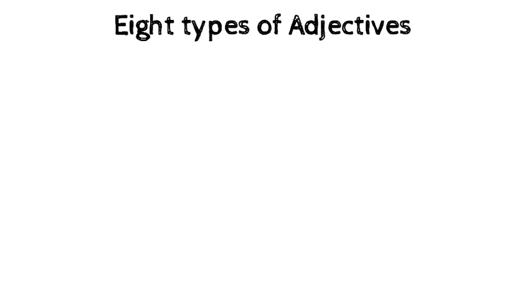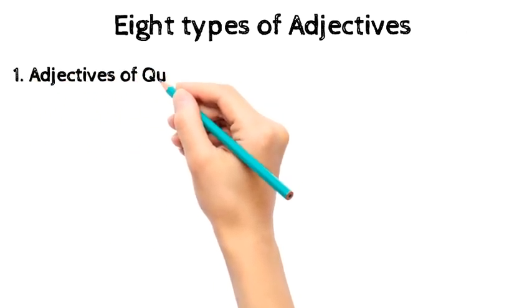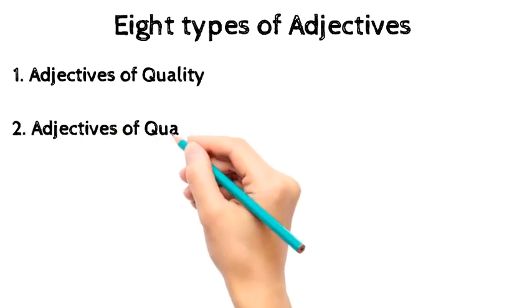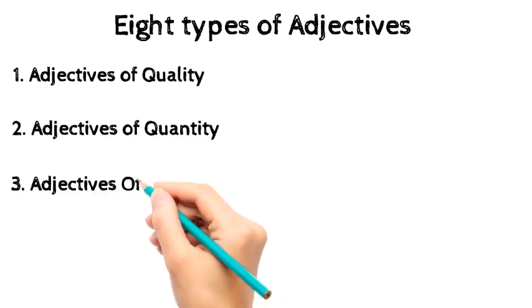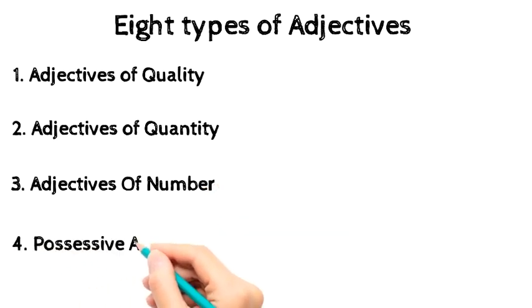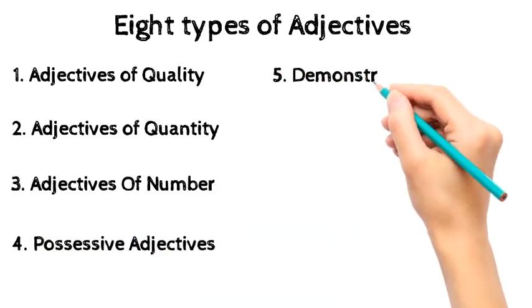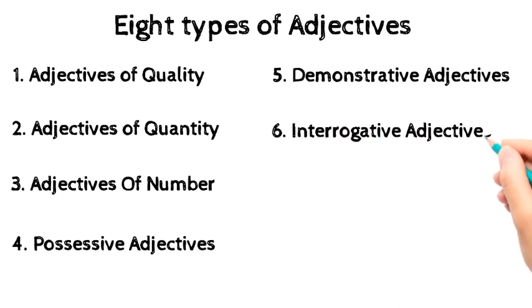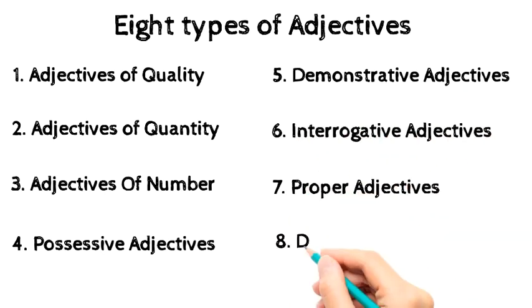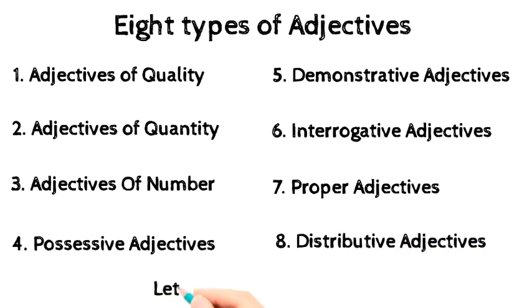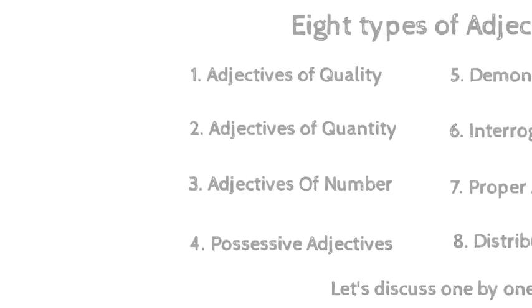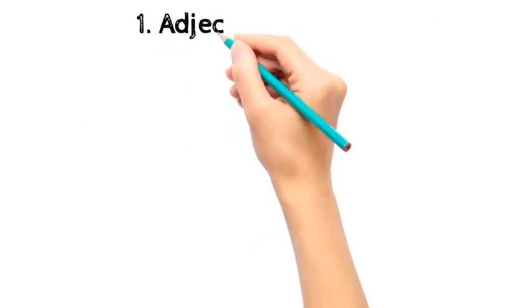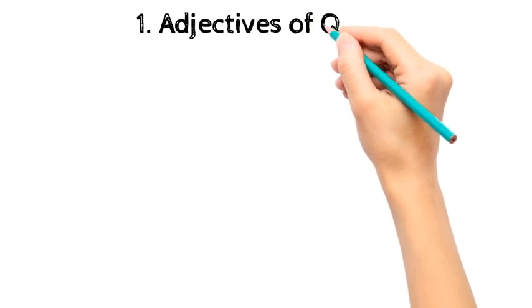The adjectives which we're going to discuss are adjectives of quality, adjectives of quantity, adjectives of number, possessive adjective, demonstrative adjective, interrogative adjective, proper adjective, and distributive adjective. So let's discuss them one by one in detail. Now let's begin with our first one, and that is adjectives of quality.